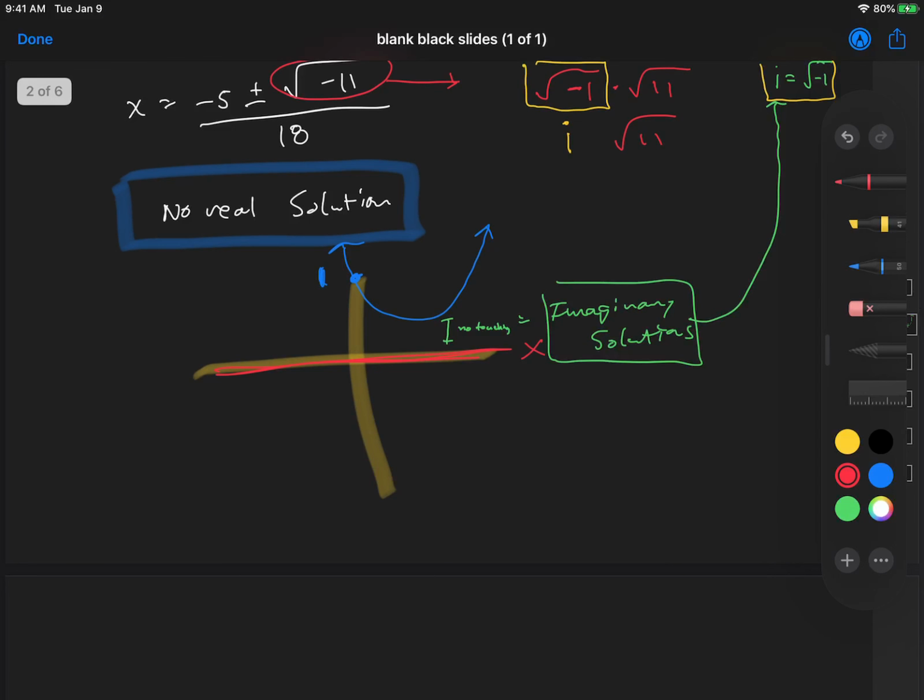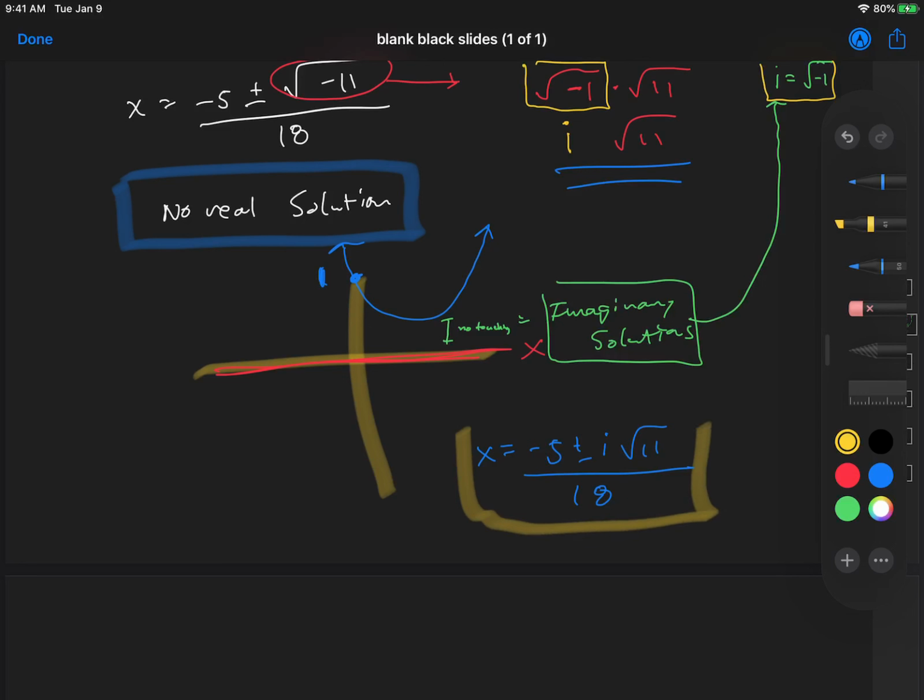So the best answer, this is the Algebra 2 answer now that you guys are in this class, is x equals -5 plus or minus, our new answer, i radical 11, all over 18. Now that answer seems crazy, but again, this kind of shows that there is no touching right there.